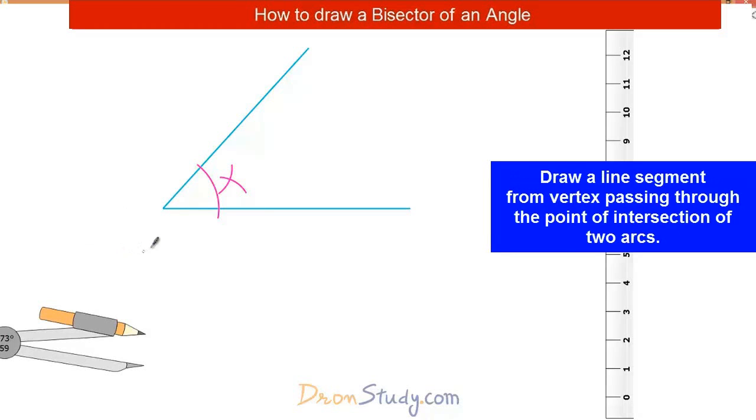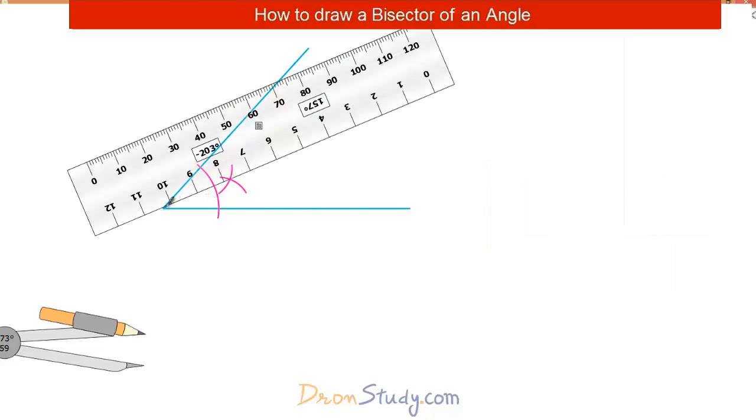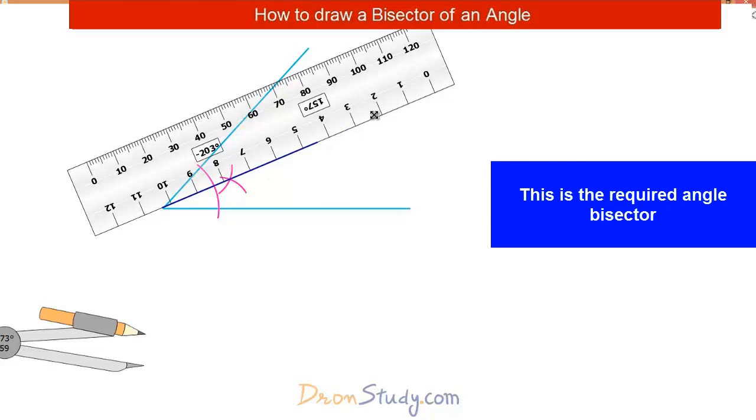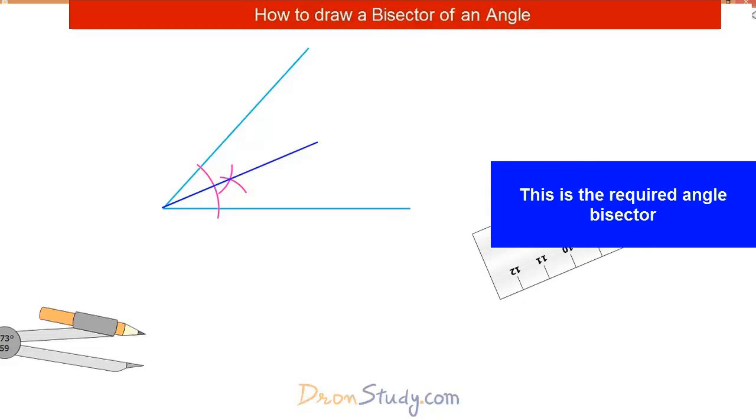Then draw a line segment passing through this vertex and the point of intersection of these two arcs, and then that line will be the bisector of the given angle. So draw a line from vertex and passing through the point of intersection of these two arcs, and this will be the angle bisector of the given angle, and so these two angles will be equal.